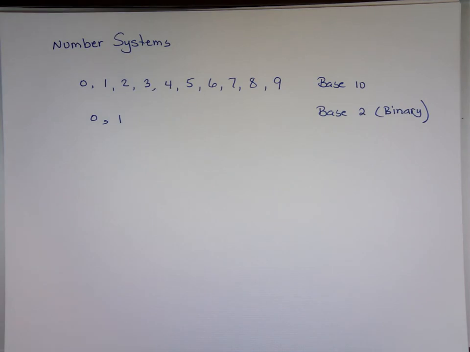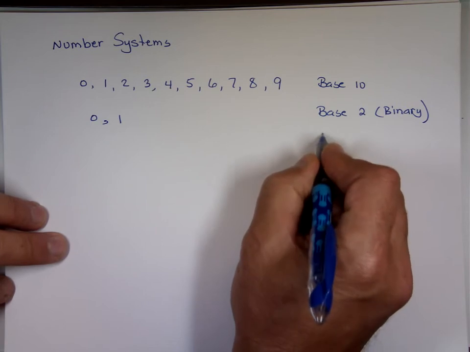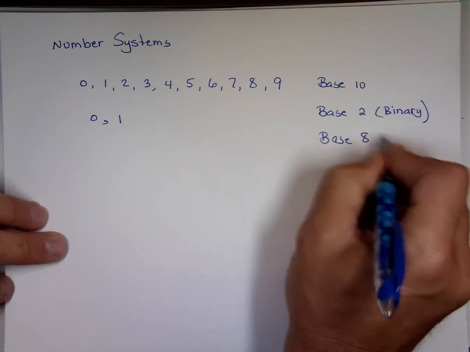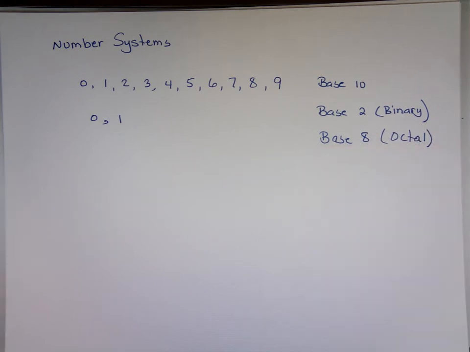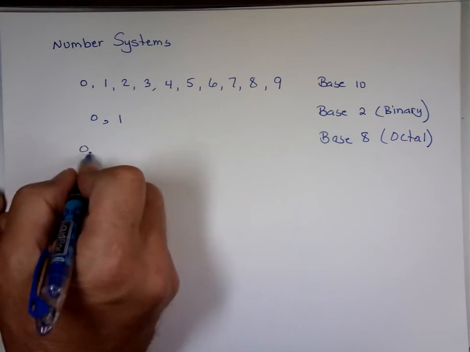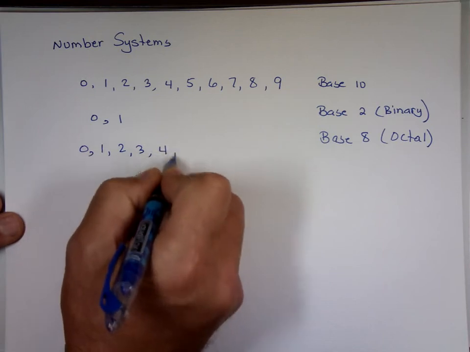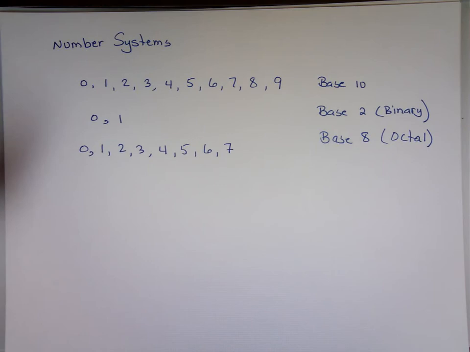There are some computers, especially in government defense, that try to make something bizarre so nobody can break the code. They might use base 8, and that's octal. Base 8 means you go 0, 1, 2, 3, 4, 5, 6, or 7, a single digit.